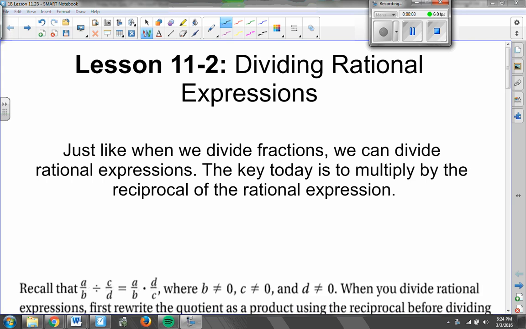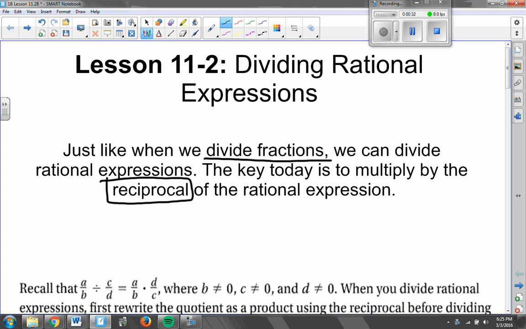All right, Algebra 1B students, welcome to part 2 of lesson 11.2 on dividing rational expressions. In our last video, we multiplied rational expressions. You will find that we do something very similar today, but today we're going to divide rational expressions. This is just like dividing fractions, but now we have x's and y's and all kinds of crazy stuff added in. Now the key today is to multiply by the reciprocal of the rational expression.